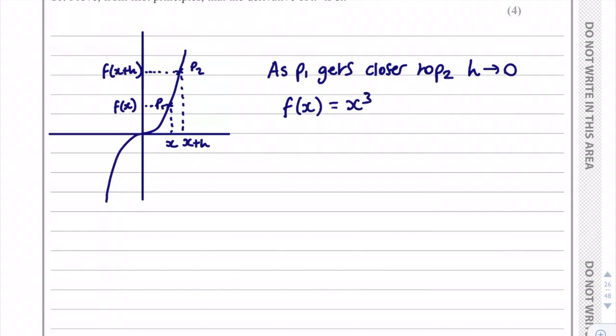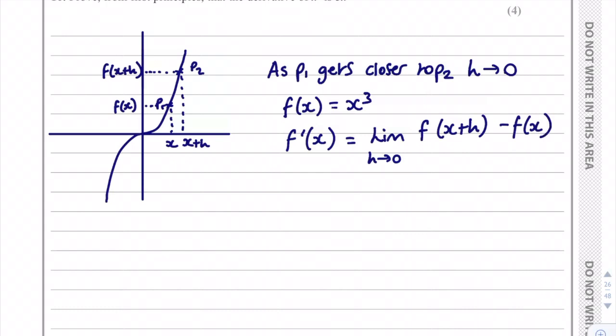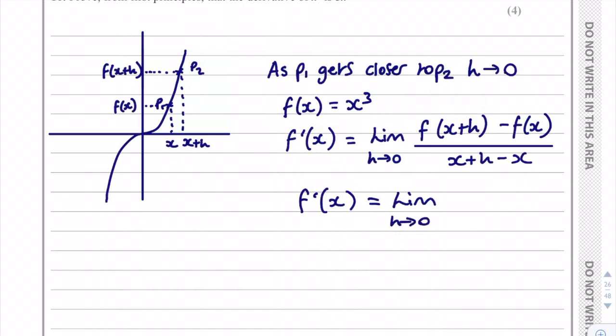x equals x cubed, so the derivative of function x is equal to the limit as h tends to 0, and then we can just represent the derivative by the gradient function. So that is our change in y values divided by our change in x values, and this is the general formula for proving differentiation from first principles. And that is all over h.